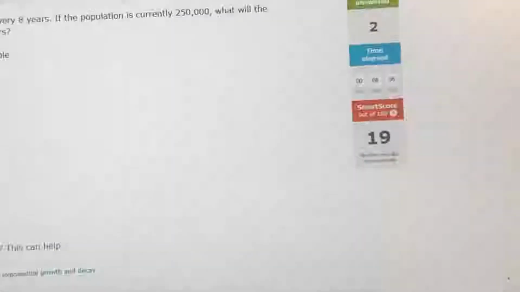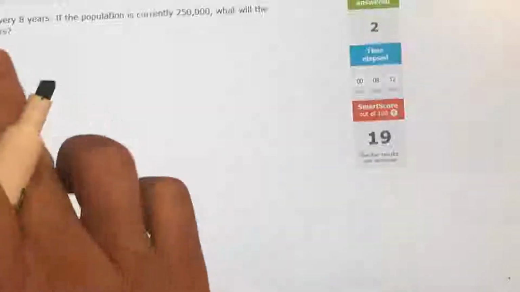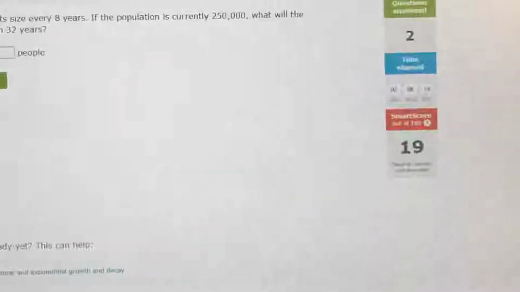Fantastic. All right, a city doubles. What does double mean again? Multiply by 2. Its size every 8 years.